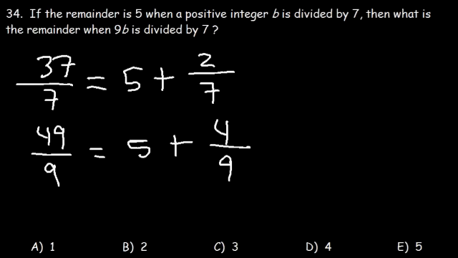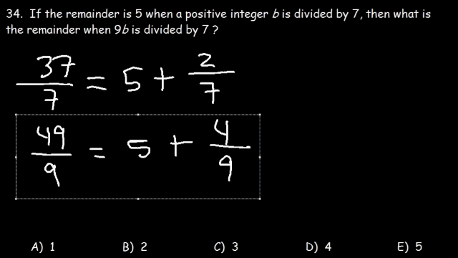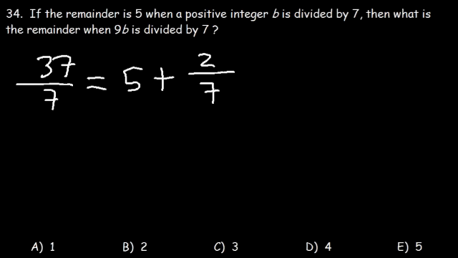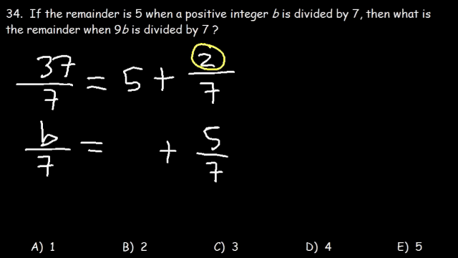So now let's see if we can apply this situation to this problem. But I wanted you to understand the process of dividing two numbers and getting the remainder. So when a positive integer b is divided by 7, the remainder is 5, but we have to write it as 5 over 7. Now we don't know how many times 7 can go into b, so we're going to say that the amount of times that 7 goes into b, we'll call it just n.